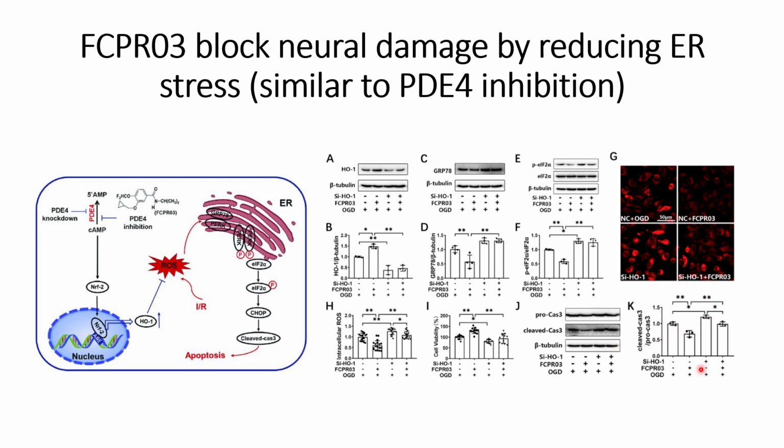They have quantified this by semi-quantitative analysis of the Western blot, and this also shows the same point, that there is a significant increase in the amount of cleaved Cas3 in the case where cells are pre-transfected with silencing HO1, compared to the case where cells are not transfected with silencing HO1. So this further substantiates the point that FCPR03 functions in a similar way to PDE4 inhibition to reduce the ER stress and thereby block neural damage within the patient.